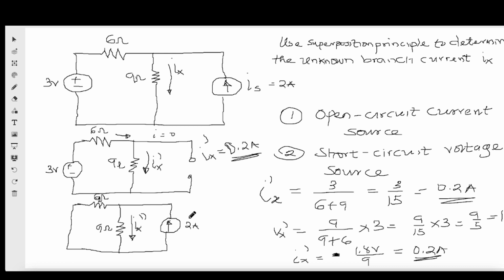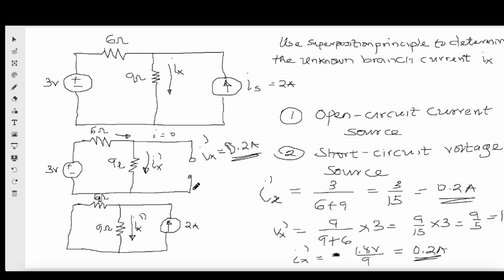So let's get Ix prime now. This is very, very straightforward. You can see that the 6 ohm and 9 ohm resistors are in parallel, and we have a current source. From the video on node analysis where we did voltage and current division, it should be very glaring that we are going to apply current division here.